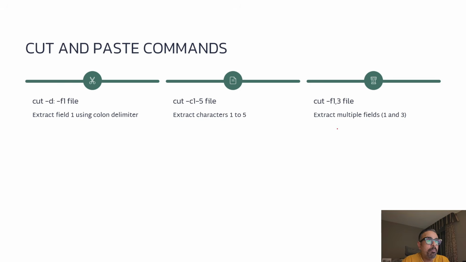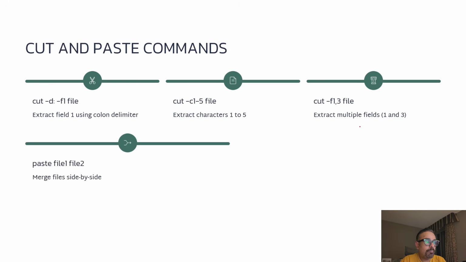Then cut -f1,3 is going to extract multiple fields, specifically fields 1 and 3. You can specify any combination of fields separated by commas to extract exactly the columns you need. Then paste file1 file2 merges files side by side. Each corresponding line from both files appears together, separated by a delimiter, which is by default a tab.